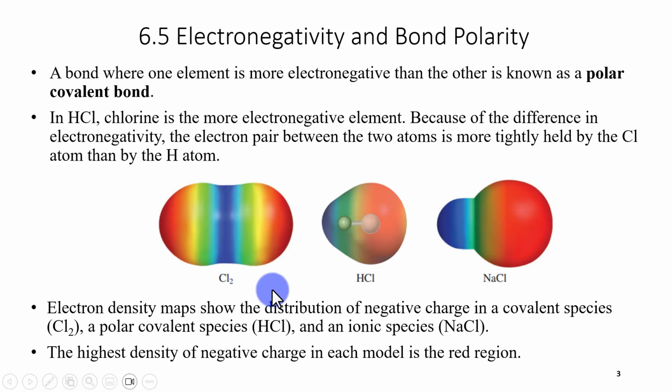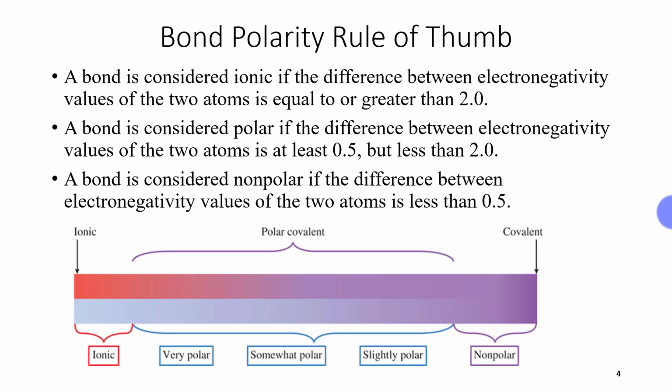So we call these types of bonds here nonpolar bonds. We call these polar covalent bonds. And then these are ionic bonds, ionic species, which are really a form of a polar bond, but an extreme polar bond. So you can see that we have a continuum, right, of the bonds.